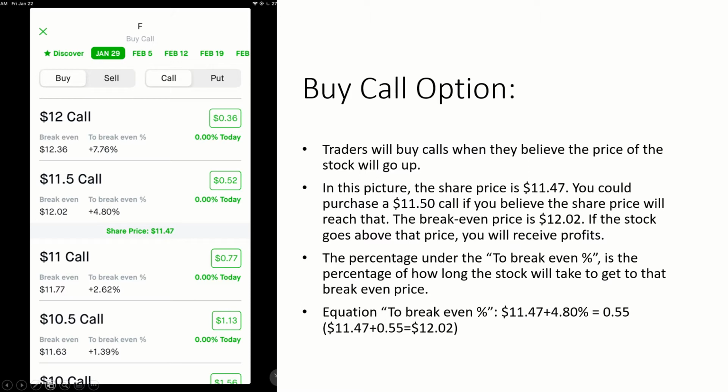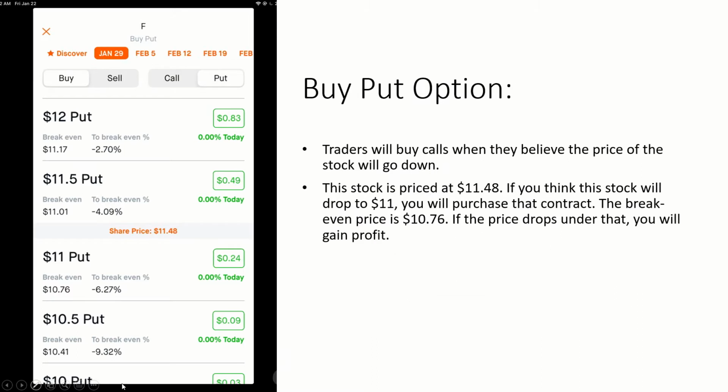You will start making money before that stock reaches $11.50. Everybody needs to know that. You will start seeing money coming in. You do not need to worry about the break even price unless you plan on holding until the end of the contract. Unless you want to hold this past the end of the contract, then that's when you need to worry about the break even. So I did include the equation for the break even, or how you can get that and how I got that. So if you want to, that's important if you plan on holding.